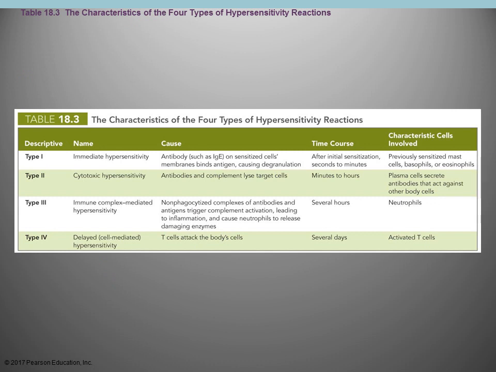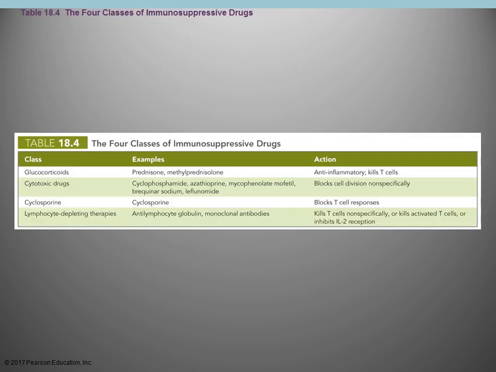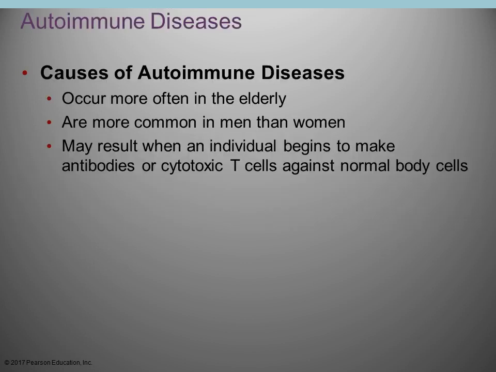So this table is showing a summary of the 4 different types of hypersensitivity reactions, names of them, different causes, characteristics of them. Some examples here of type 4 delayed hypersensitivity. As I said, you can give immunosuppressive drugs. That is usually very helpful, and these are some different classes of drugs that help to suppress the immune system so you do not have some of these issues.